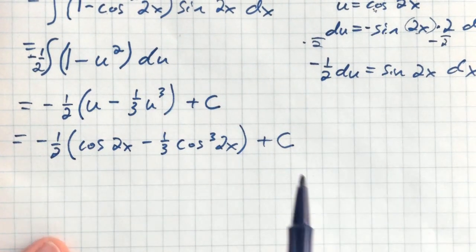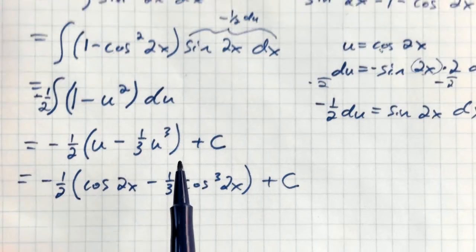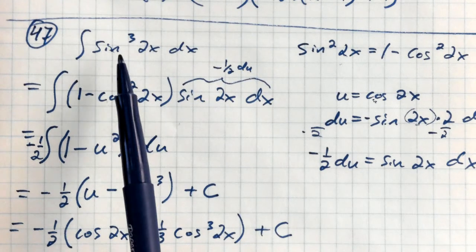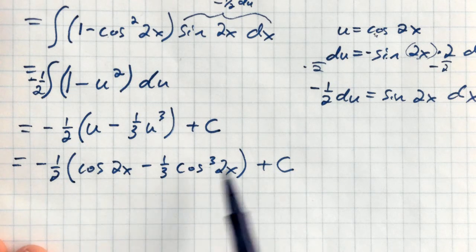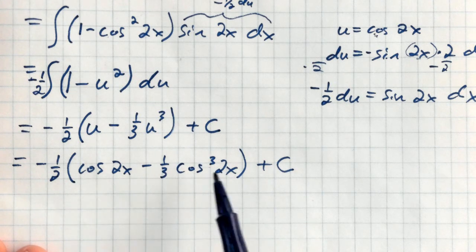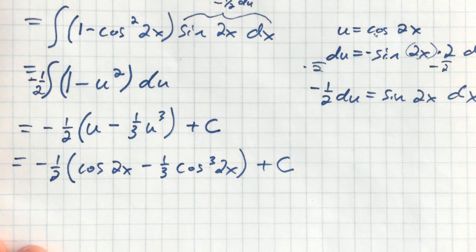Okay. So again, what we found here is we found the antiderivative of sine cubed 2x. Here it is. You can distribute the negative 1/2 through if you want, but I don't really care. Okay. And you can check that by deriving, but again, I don't really want to do that.